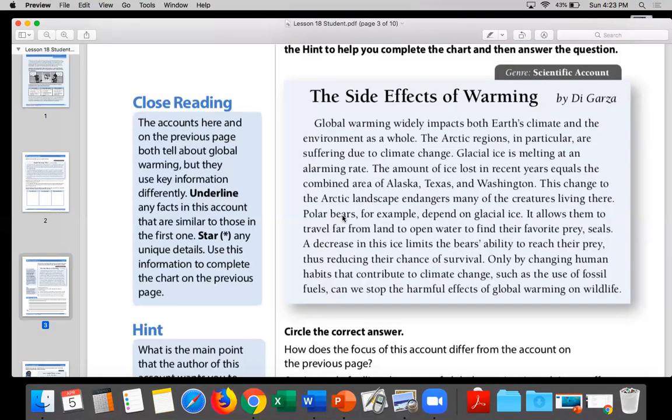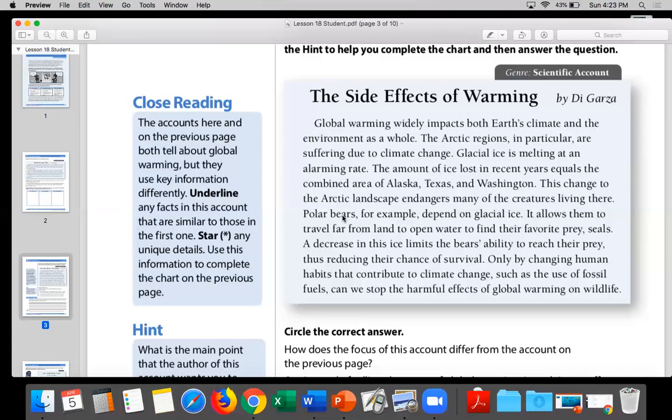This change to the Arctic landscape endangers many of the creatures living there. Polar bears, for example, depend on glacial ice. It allows them to travel far from land to open water to find their favorite prey, seals. A decrease in this ice limits the bears' ability to reach their prey, thus reducing their chance of survival. Only by changing human habits that contribute to climate change, such as the use of fossil fuels, can we stop the harmful effects of global warming on wildlife. All right, let's look at the close reading.